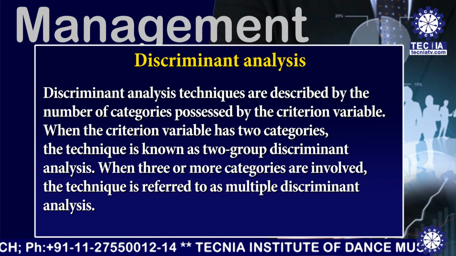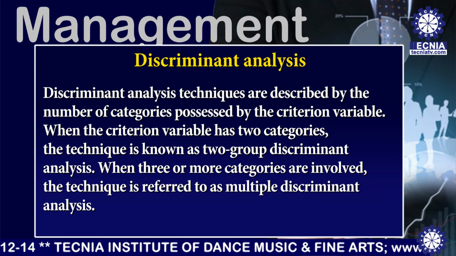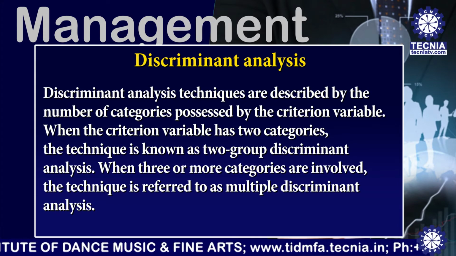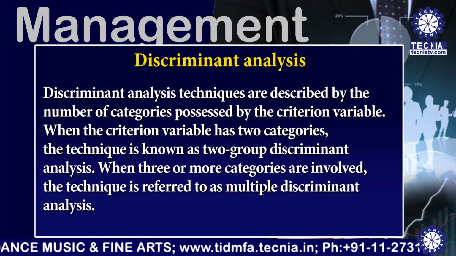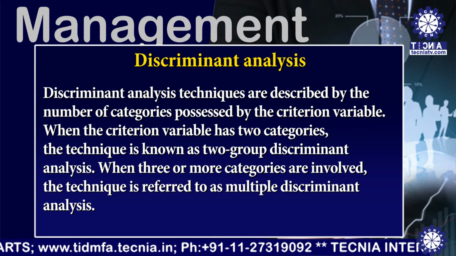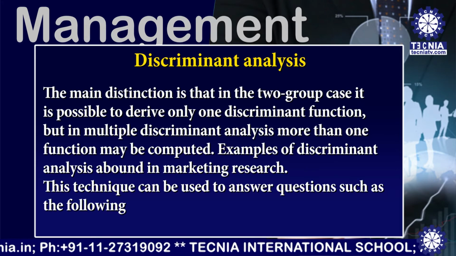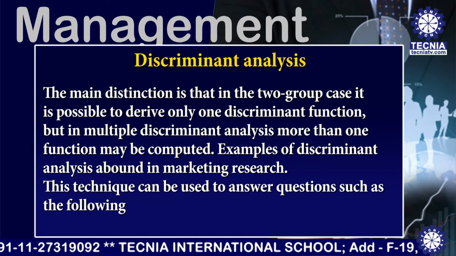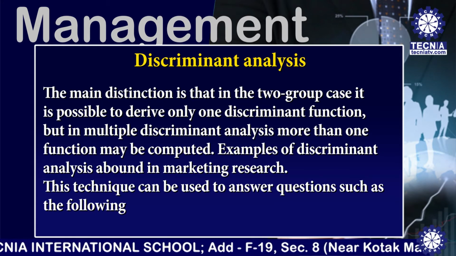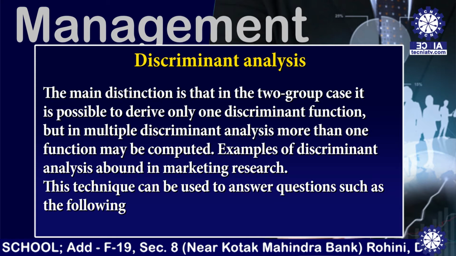Discriminant analysis techniques are described by the number of categories possessed by the criteria variable. When the criteria variable has two categories, the technique is known as two-group discriminant analysis. When three or more categories are involved, the technique is referred to as multiple discriminant analysis. The main distinction is that in the two-group case it is possible to derive only one discriminant function, but in multiple discriminant analysis, more than one function may be computed.